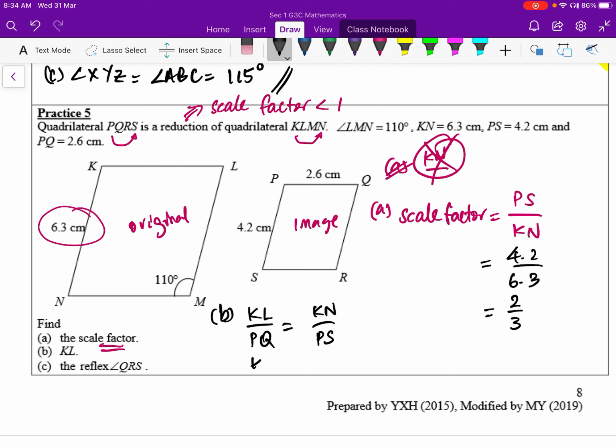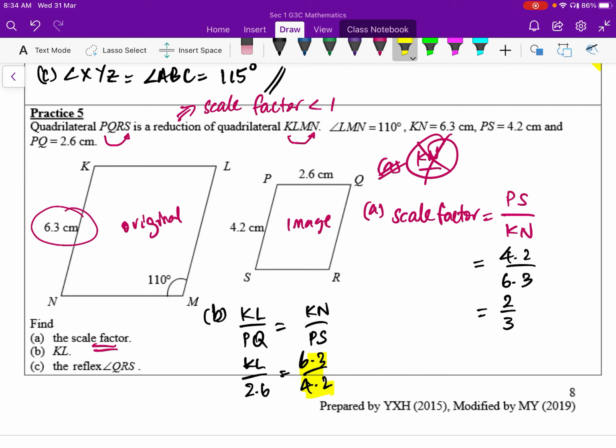Now we are ready to substitute KL over PQ. PQ has a value of 2.6, equals Kn 6.3 over 4.2. This 6.3 over 4.2 is now the reciprocal of your scale factor. It is the opposite of your scale factor, 1 over your scale factor. So instead of 2 over 3 it becomes 3 over 2. From here on you can just calculate to get the value of KL. KL is 2.6 multiplied by 3 over 2, so 1.3 times 3, 3.9 cm. Put your 3.9 cm over here.